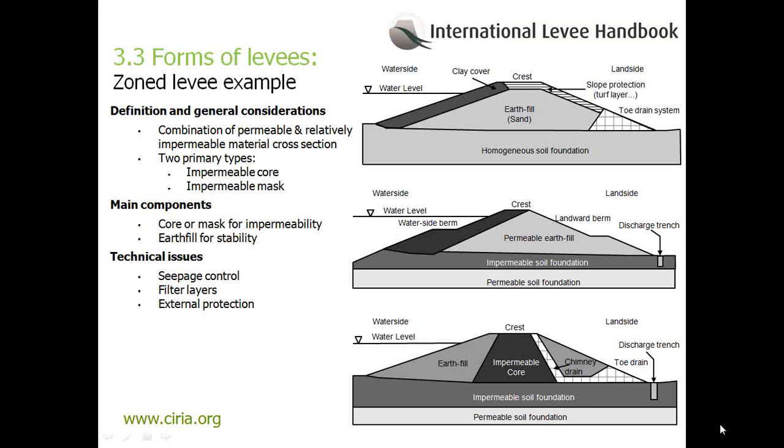The graphics depict various different zoned levees, from one of the homogeneous foundation, sand fill, and clay cap, the one at the top, to one with a permeable soil foundation layer beneath an impermeable soil foundation, permeable earth fill with waterside and landside berms, to yet another variation including an impermeable core.